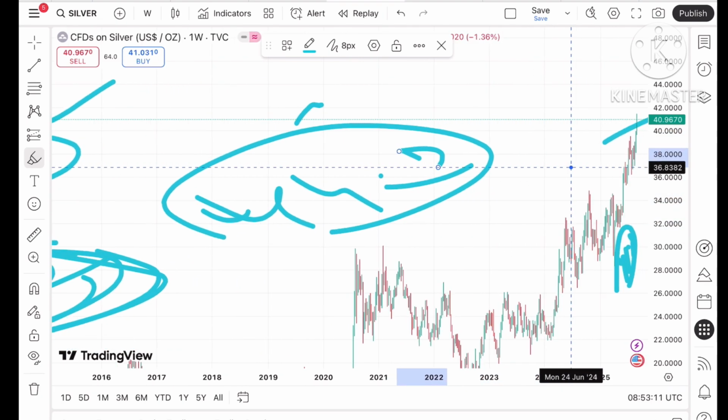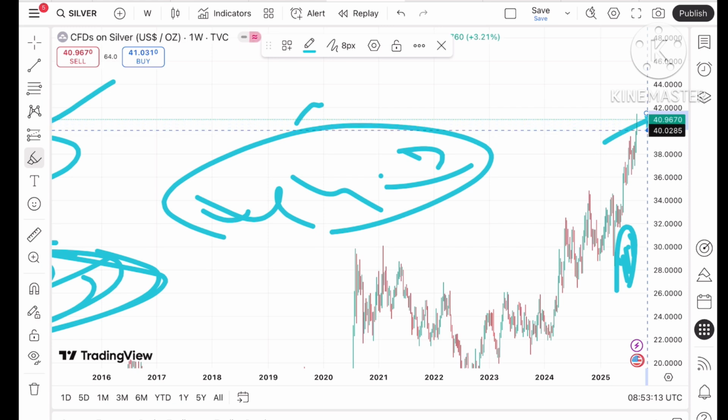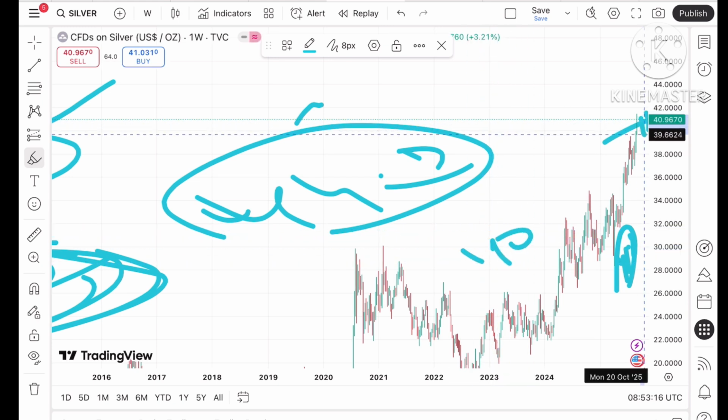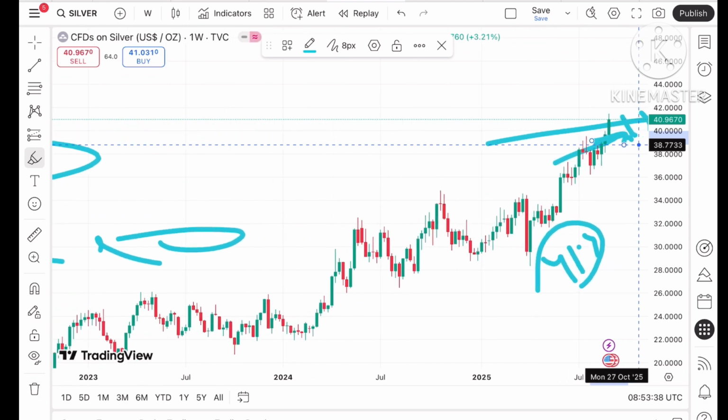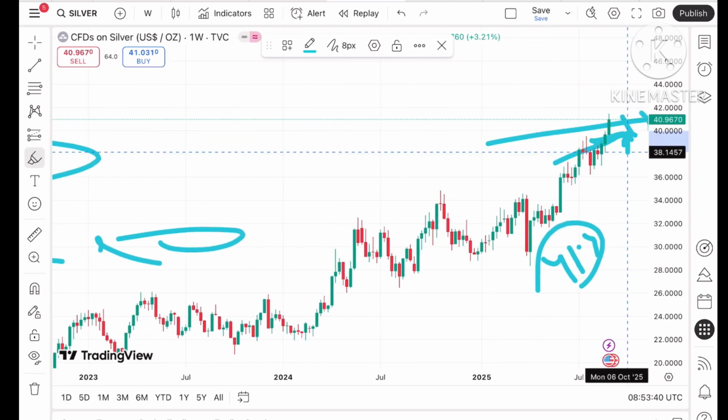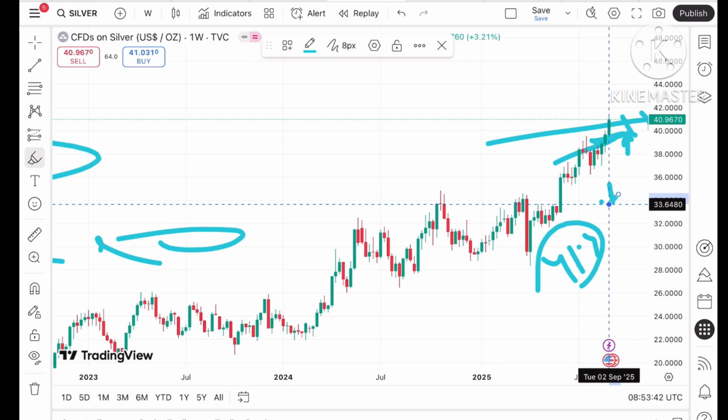And if the price falls below this level, a further downfall can be seen towards $40. And if the price falls below this level, it can touch a level of 39.5, and a further downfall can be seen towards $39. And if it starts falling below this level, a further downfall can be seen towards 38.7 to a level of 38, and then a further fall can be seen.